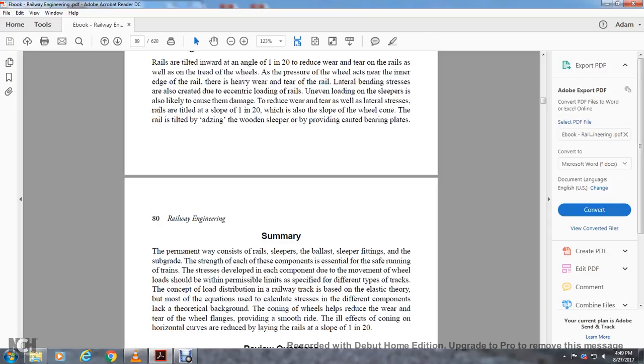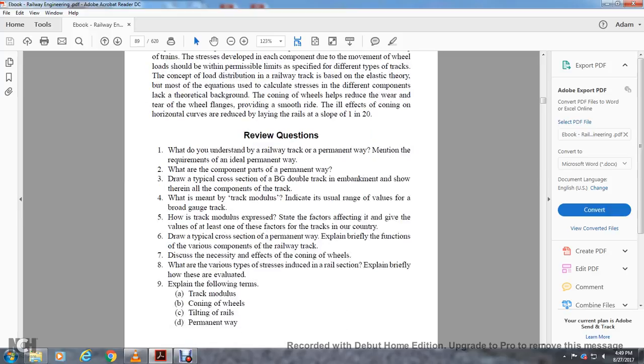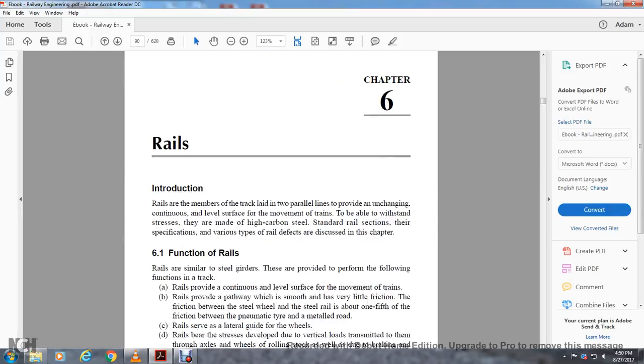Summary. The permanent way consists of the rail, sleeper, ballast and subgrade, and the strength of each of the components is essential for the safe running of trains. The stress developed in each component is due to the movement of the wheel load and should be within the permissible limit specified for the different types of track. The concept of load distribution on the rail track is based on the elastic theory of the beam on elastic foundation equation that gives the stress for the different components. Coning of the wheels helps reduce the wear and tear of the wheel flange and provides a smoother ride. To offset the ill effects of coning on the horizontal curve, the rails are laid at a slope of 1 in 20. Chapter 6, Rails.